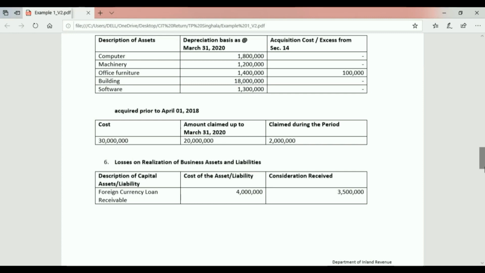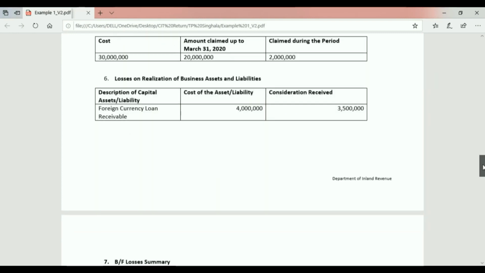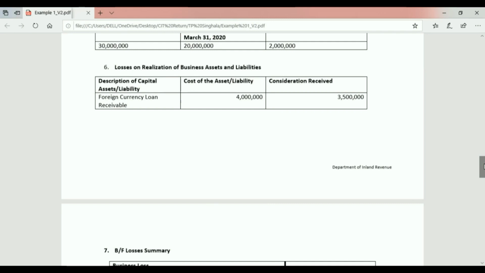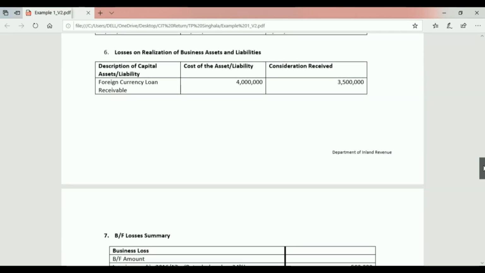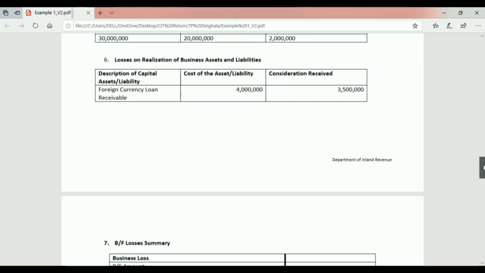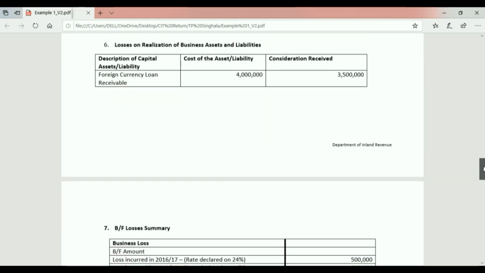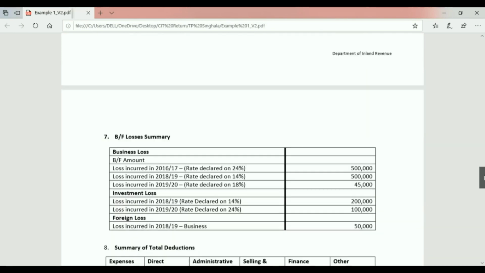Then the next point provides loss on realization of business assets and liabilities. There's a loan receivable and they recognized it in the books as 4 million, but actually at the point of settlement, right, they received only 3.5 million. Then it has raised a loss. It is a loss of a capital nature, but as per the provision of section 17, we can deduct it if this asset or liability is directly related to the business, right?